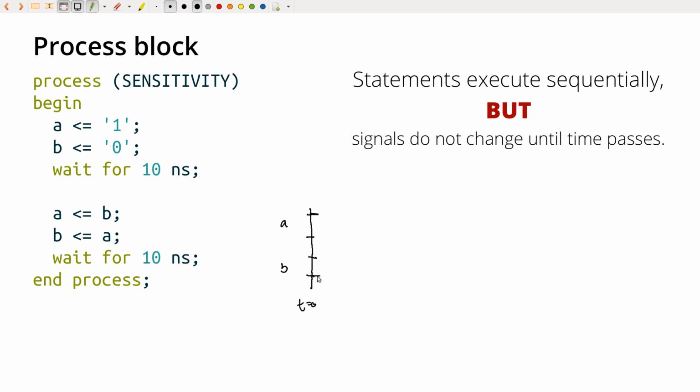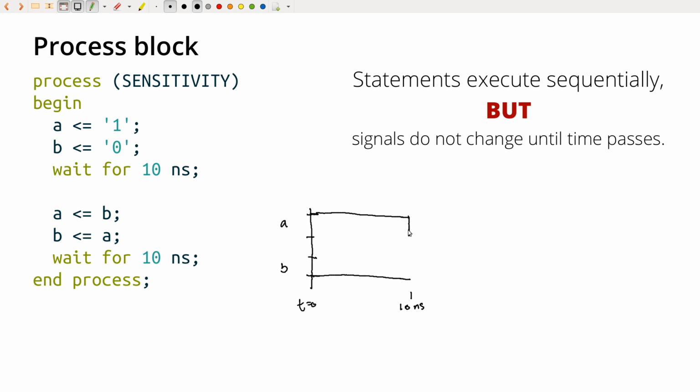Now, as soon as we hit the wait statement, those values are applied, and 10 nanoseconds pass. So we'll move forward to 10 nanoseconds. And so A is going to have the value 1 until 10 nanoseconds, and B is going to have the value 0 until 10 nanoseconds. Then at time t equals 10 nanoseconds, A gets assigned the value of B. So B is currently 0, so A is going to get the value of B here and drop down to 0. And here, B is assigned the value of A as the next statement in this sequence.